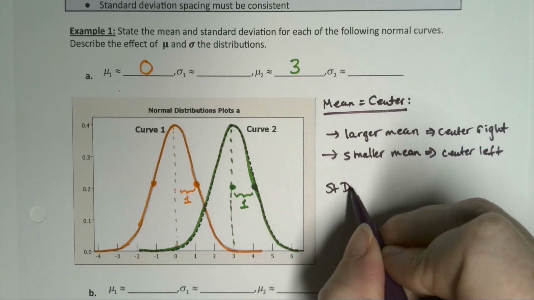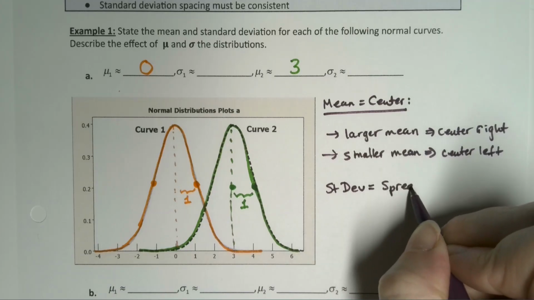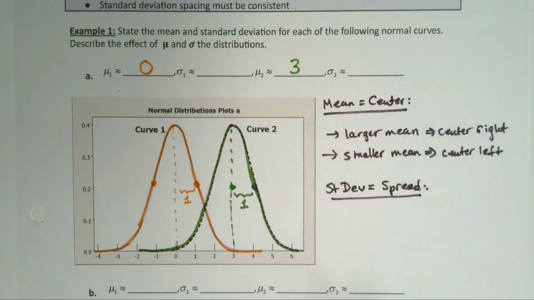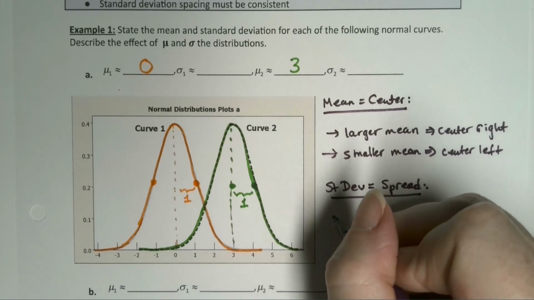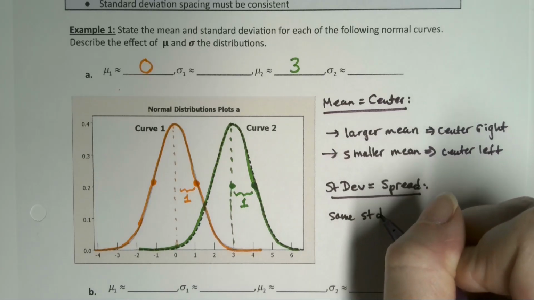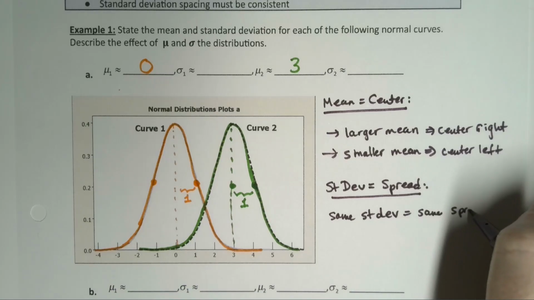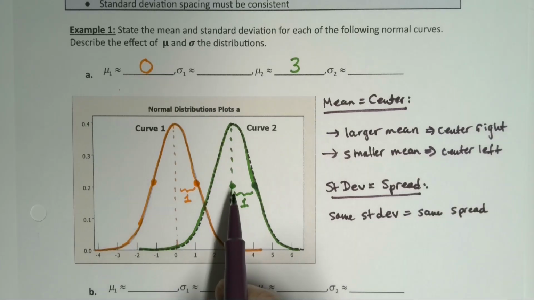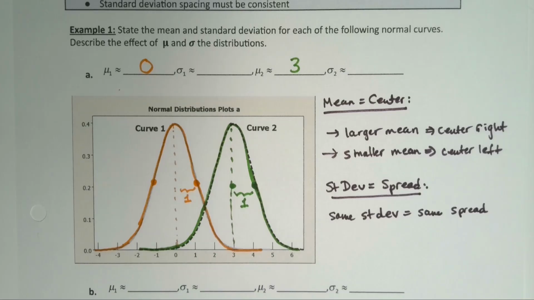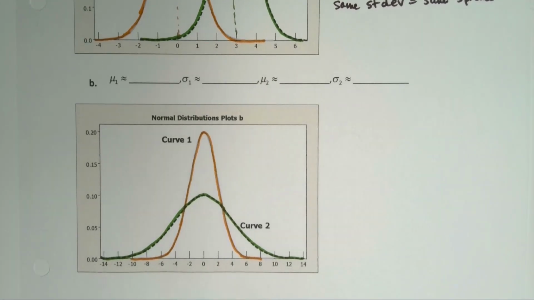So standard deviation is a measure of spread, which we knew anyway from when we first learned about standard deviation. But how it manifests in this normal curve, since they had the same standard deviation, they had the same spread. These two curves are identical, it's just one is to the left of the other. All right, now what about example 1B.